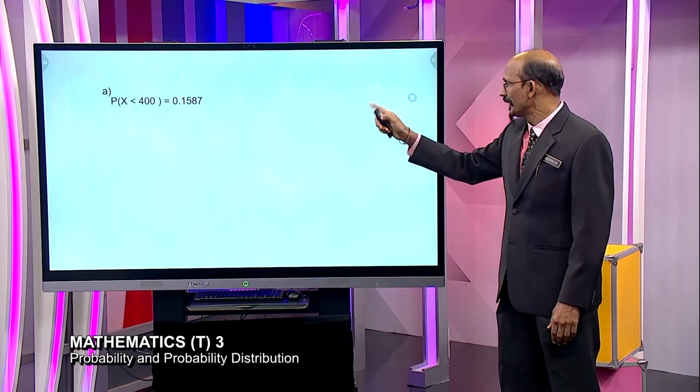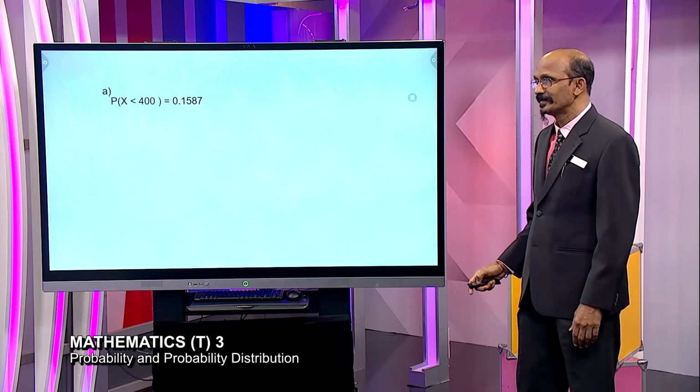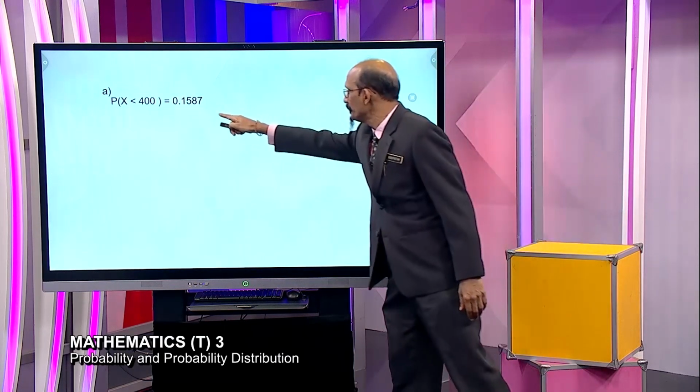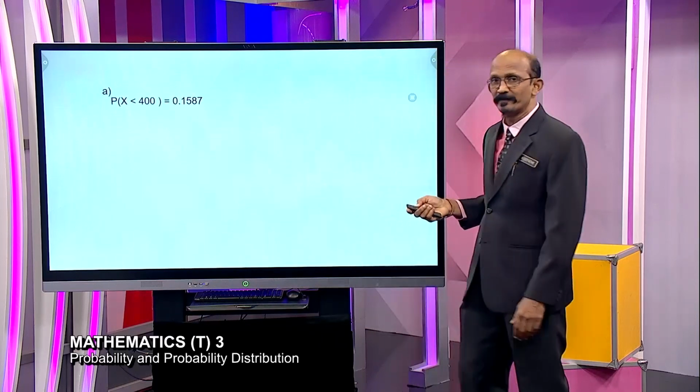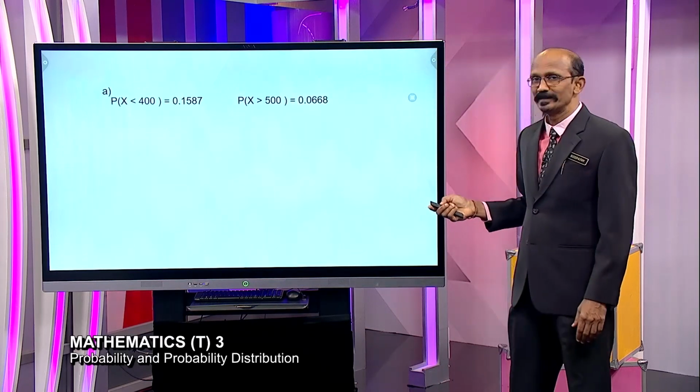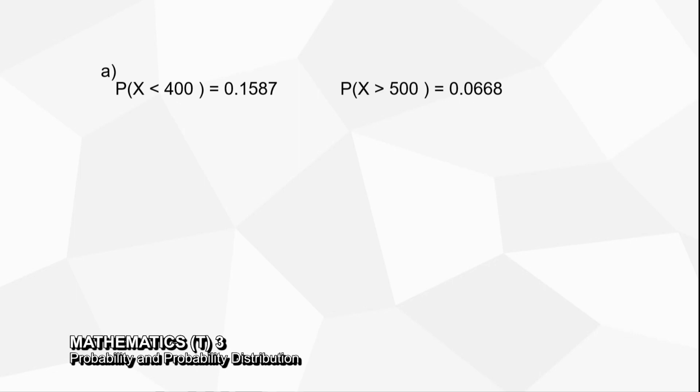So first, they write X is less than 400. The probability given 15.87%, so it becomes 0.1587. Next one, X greater than 500, you get something like that. Okay. So once you can convert the statement into mathematical symbols like this, you get your first mark.